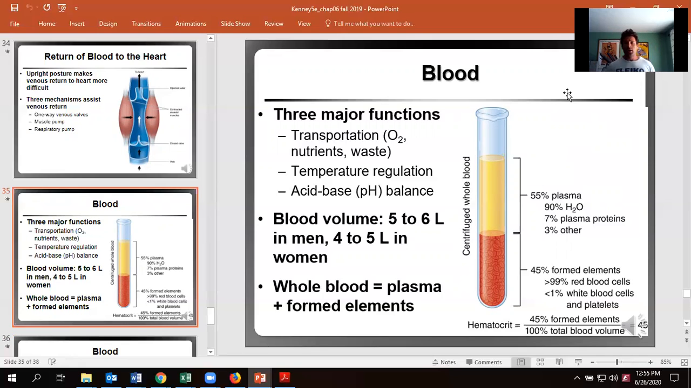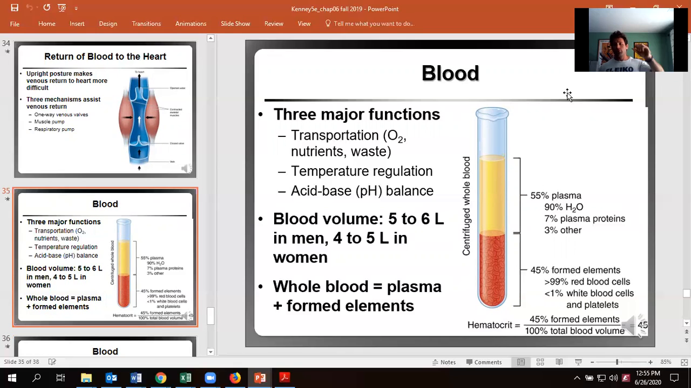90% of that is straight up water. 7% of that is plasma proteins like albumin, and the other percent is going to be things like your hormones. Then 45% of it is going to be formed elements, of which those formed elements are cells. 99% of that is red blood cells. Less than 1% is going to be your white blood cells and platelets, which help with you effectively getting your coagulation, so your clotting.